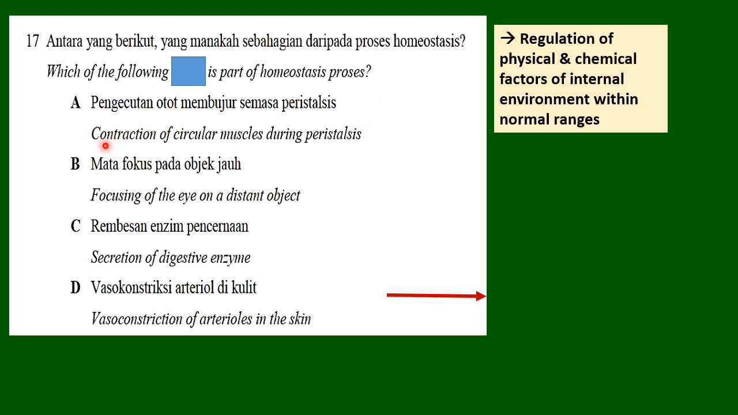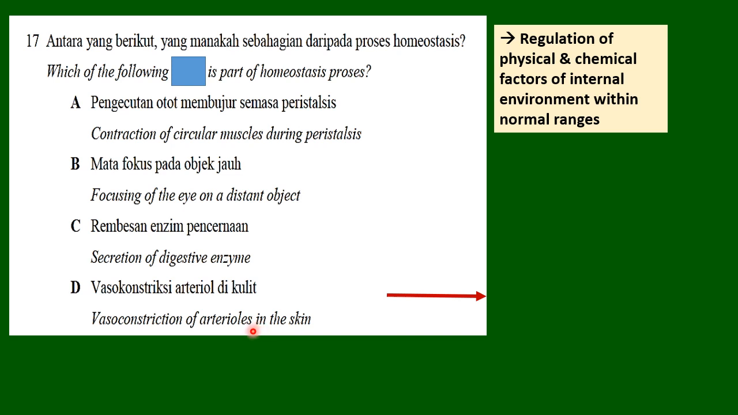So let's look at the answers. Contraction of circular muscles during peristalsis. This doesn't regulate any physical or chemical factor. Focusing of the eye on a distant object. Again, it doesn't regulate any physical or chemical factor. And then secretion of digestive enzyme. No, this is just the activity of the glands that leads to digestion.